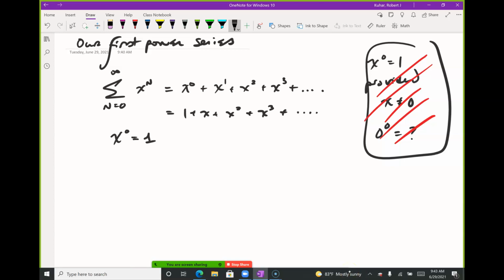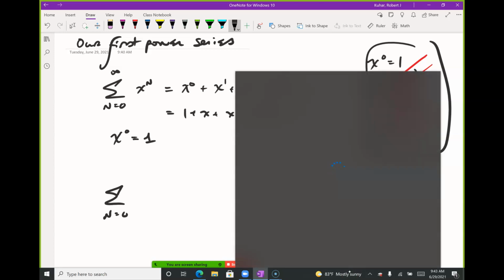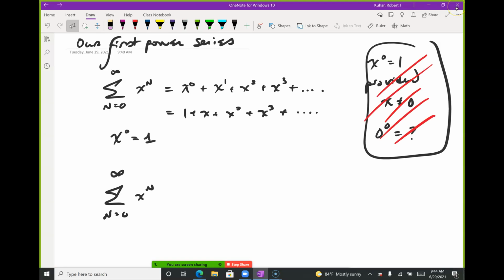So if it did converge, I now have n equals 0 to infinity of x to the n. It's a little bit strange that I'm not writing it as an n minus 1 power. But what's my first term? It's 1. And what's my ratio? What am I multiplying by every time? X. Nice.